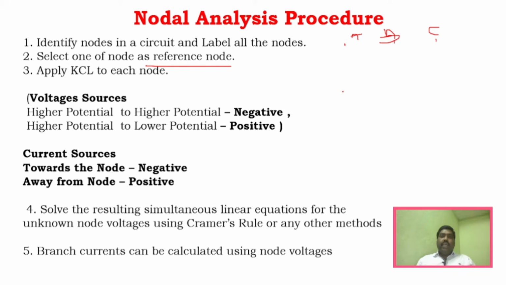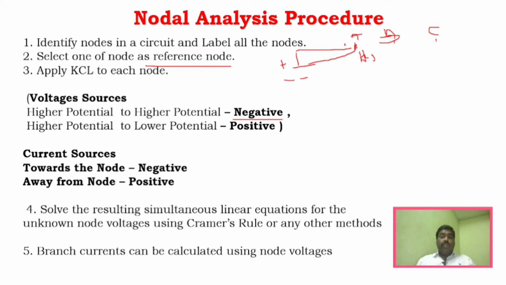That is, whenever you start from any particular node, say for example if you consider this as node VA, you consider this as a higher potential. And you see the opposite end of the voltage source, whether it is plus or minus. If it is plus, then it will be higher potential. If it is minus, it will be lower potential. So if it is from higher potential to higher potential, then you have to use a negative sign.